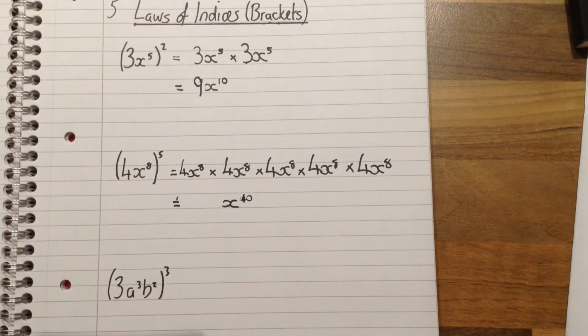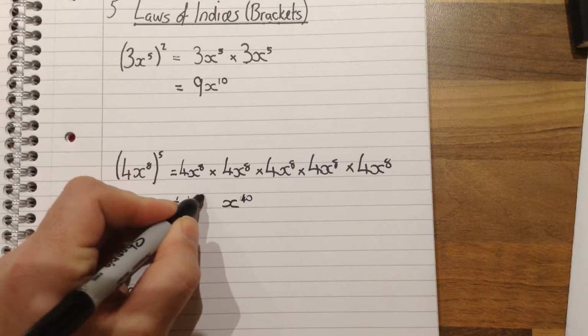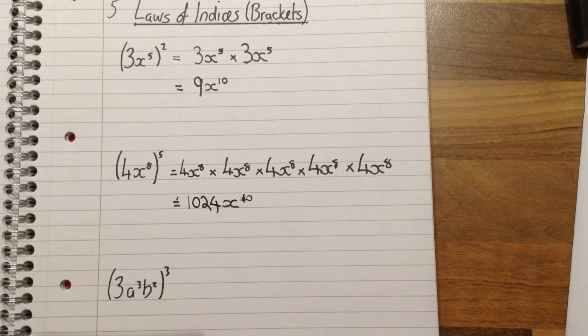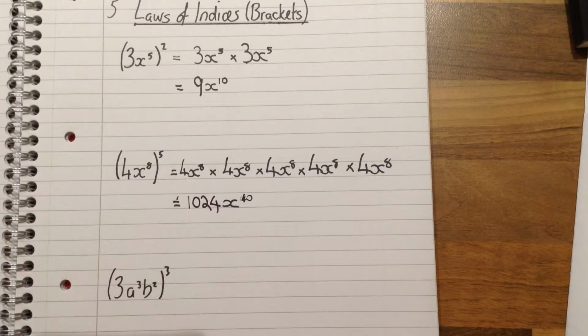To do the bits at the front, we just multiply the number together. So we would do 4 times 4 times 4 times 4 times 4, which, if you want, you can do on a calculator to give you an answer of 1024. Remember, you're multiplying it by 4. It's not 6 lots of 4.